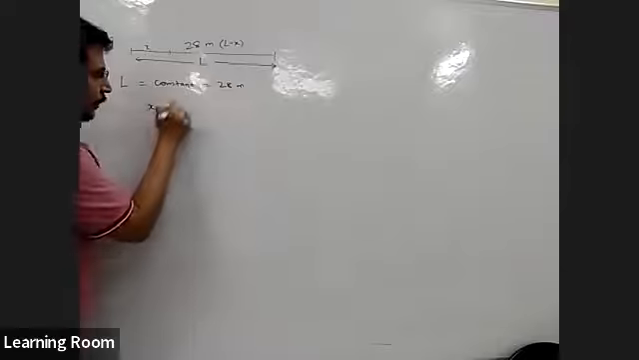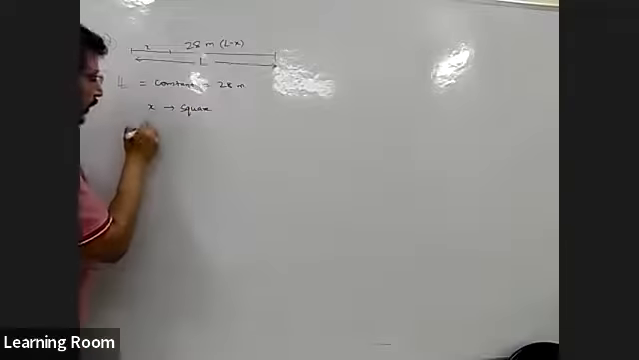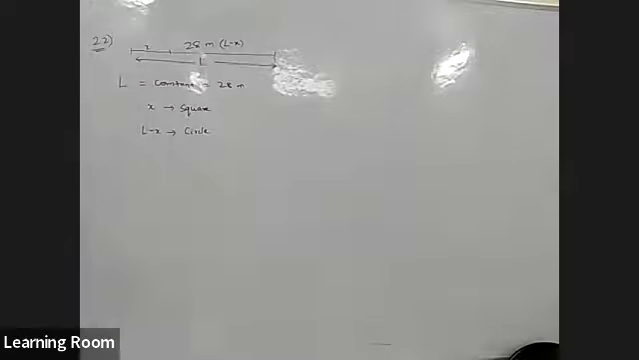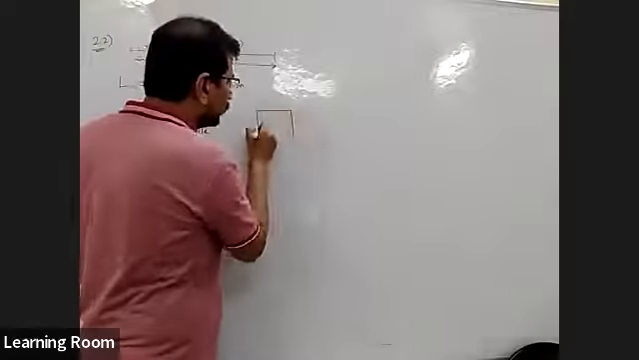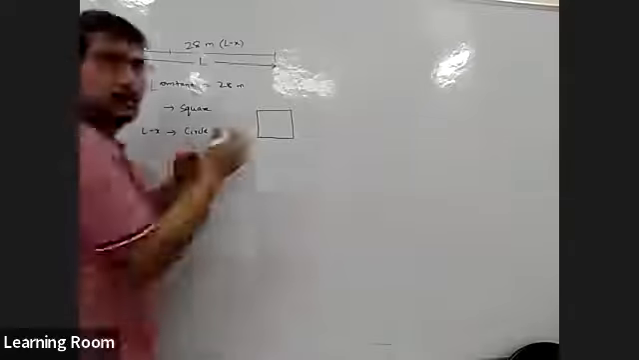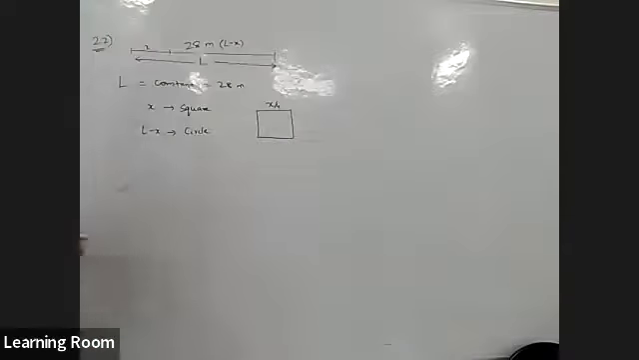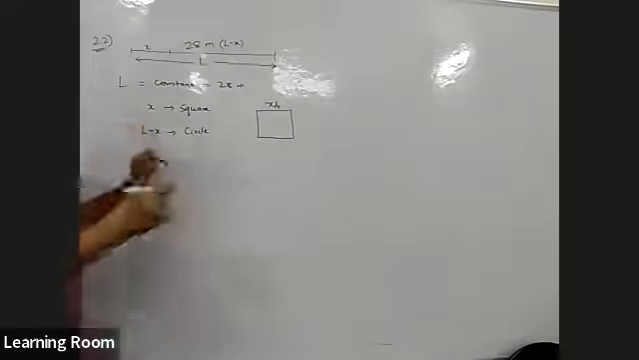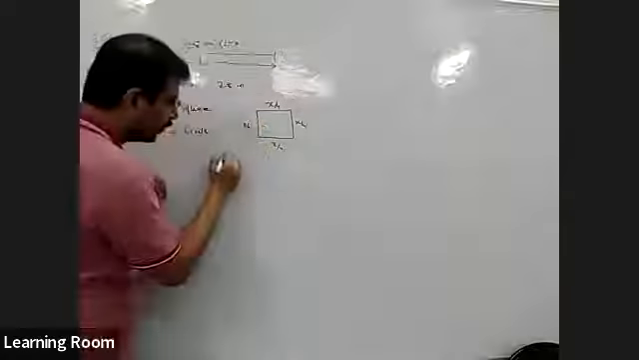So if I take the x and convert it to a square, and if I take L minus x and convert it to a circle, then if I convert x to a square, what is each side going to be? It will be x by 4, because the perimeter of the square is equal to the length of the wire that you have taken. Correct? X by 4, x by 4, x by 4, and x by 4. So what is the area of the square?